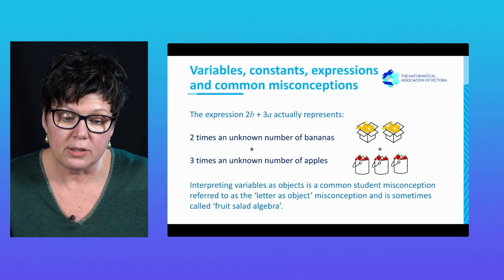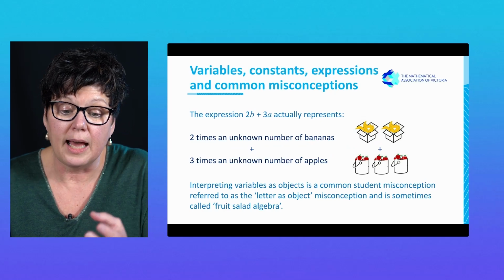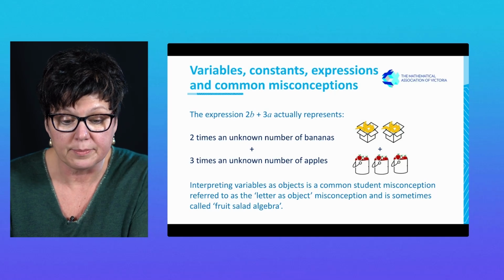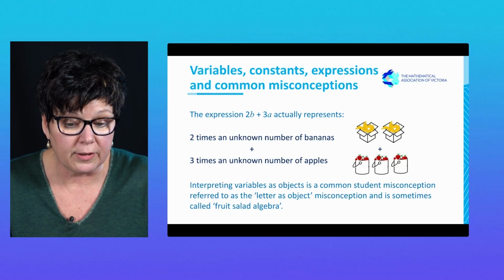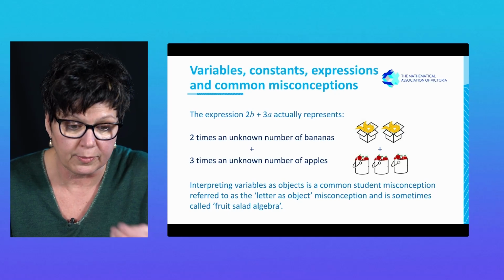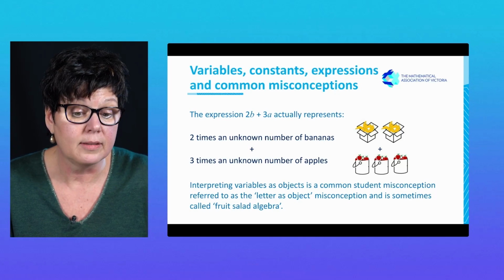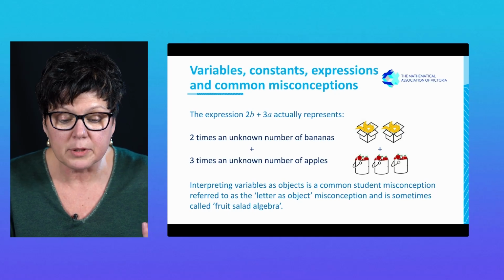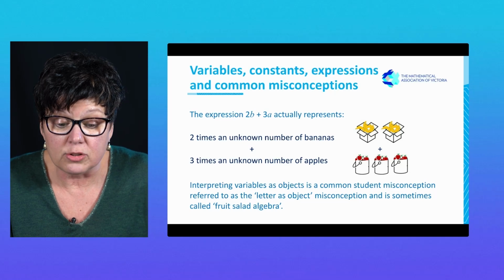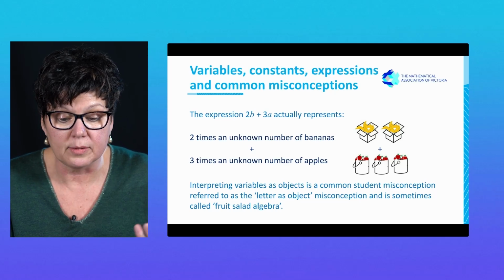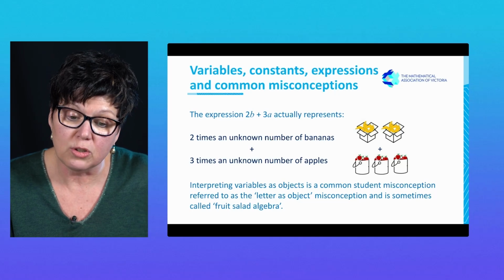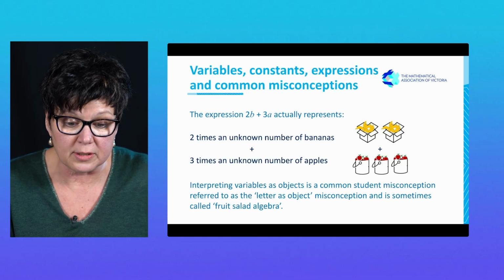The expression actually represents 2 times an unknown number of bananas and 3 times an unknown number of apples. So you can see that's quite different, and now the number of bananas and apples can change, and it's the lots of and how many of those we have that stays the same. This is sometimes called the interpreting variables as letter as object misconception, and is also often referred to as fruit salad algebra, which is not what we want to be doing with our students.